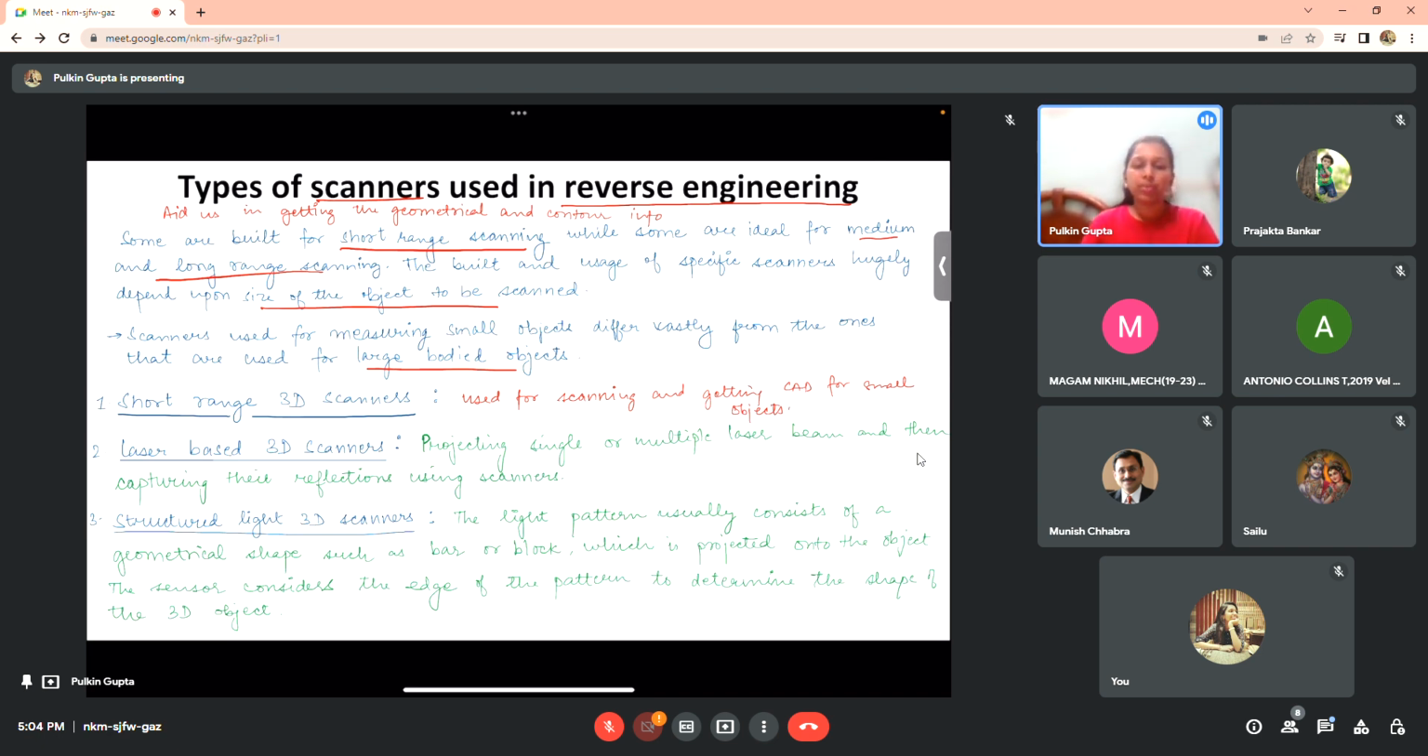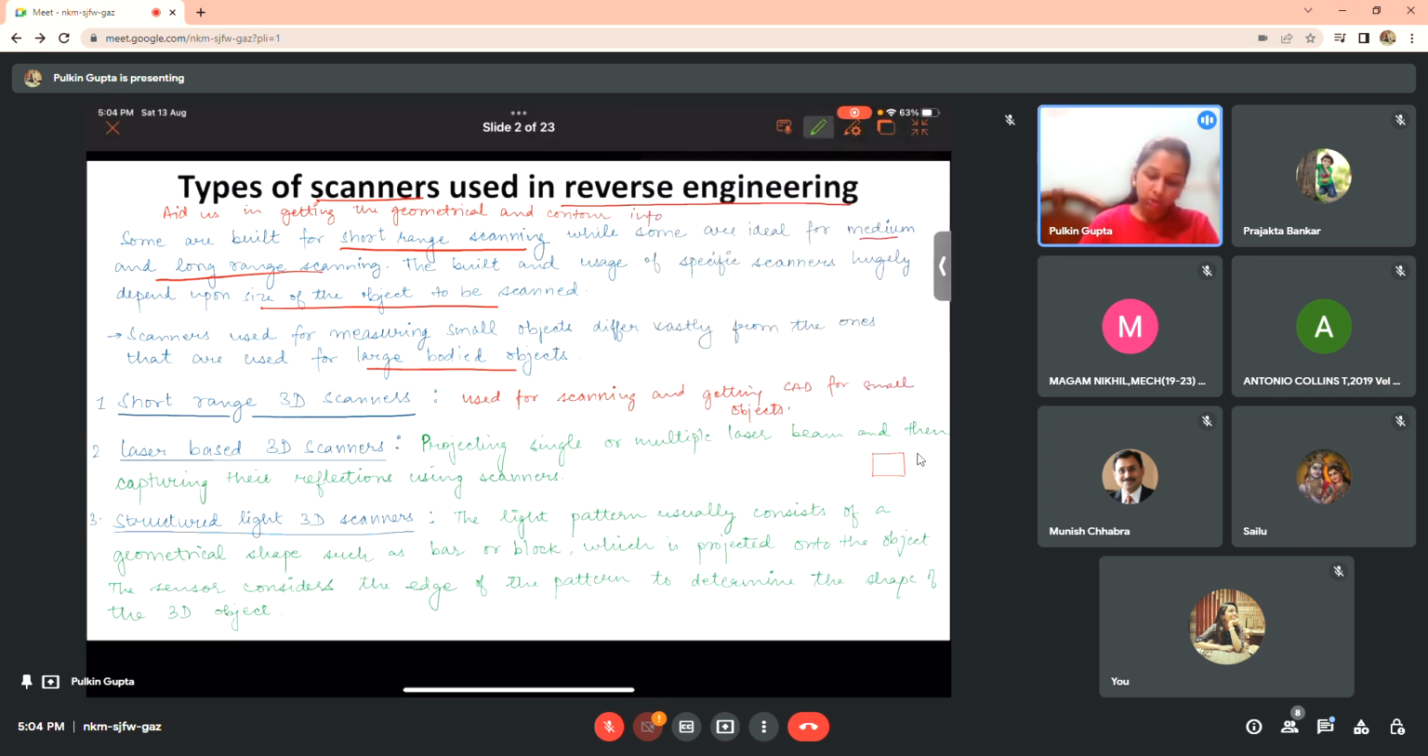Then we have laser based 3D scanners. What they do is they project a single or multiple laser beams onto the CAD model. So suppose this cube is your CAD model. Now you project some laser beams. So here are, suppose, 3 laser beams. Now as soon as they encounter this cube, what will happen? They will reflect back. These laser beams will reflect, and when they reflect back and come again, they are detected by the sensors here, and that gives us the information about the contour of this object.